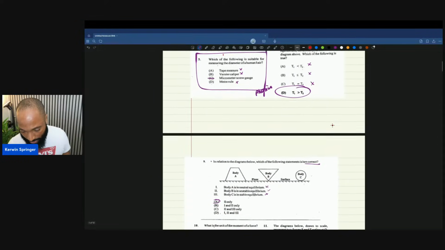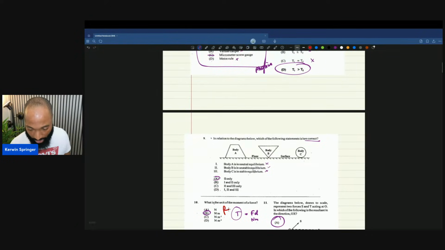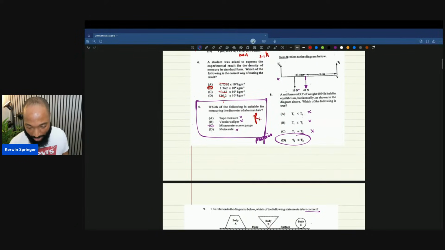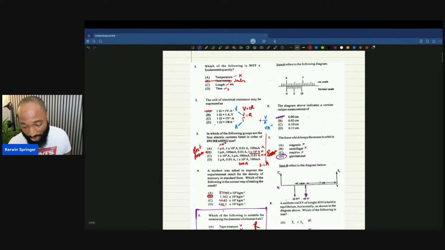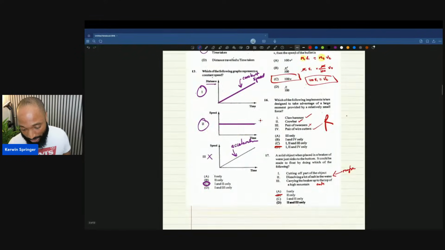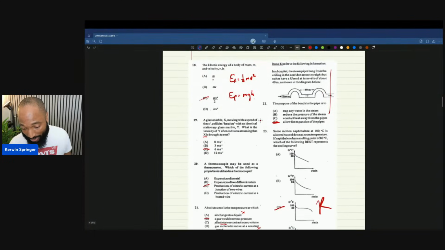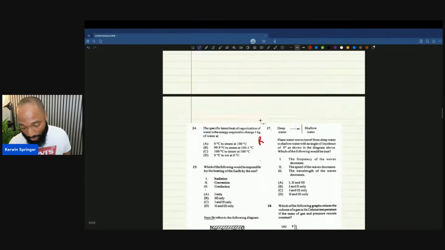What else was highly repeated? These unit questions, very highly repeated. This Vernier caliper question, very highly repeated. Make sure you know them. You're very likely going to be doing those exact same questions, the very same questions coming back right at you.